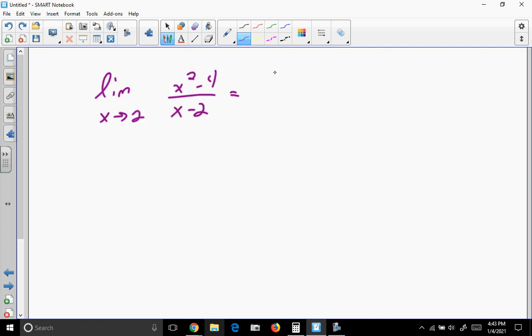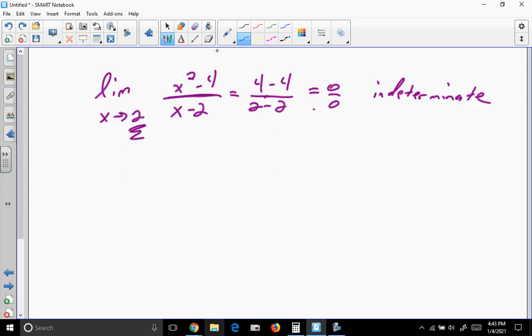If we directly substitute the point 2 in, we get 2 squared, which is 4, minus 4, over 2 minus 2. So we get 0 over 0, which is undefined, but that's indeterminate. So the question remains, well, what is our limit? If we can't just plug a number in and get an answer to this, what is happening around an x value of 2?